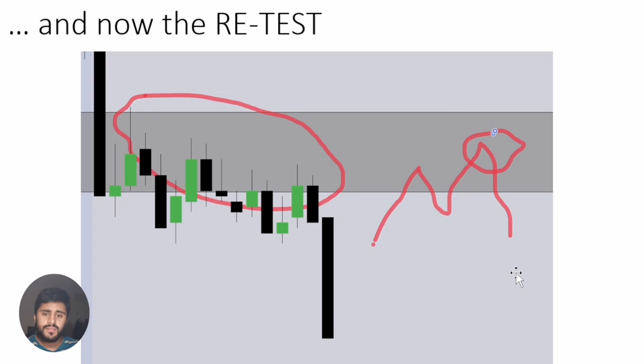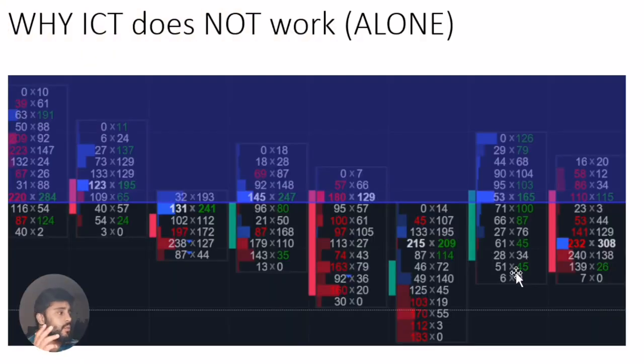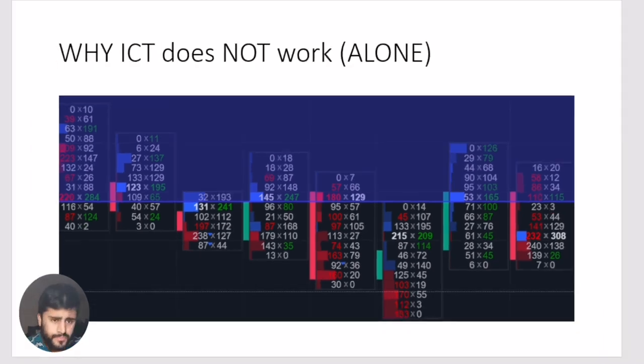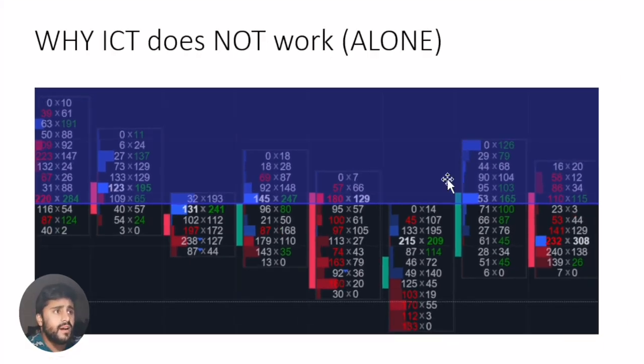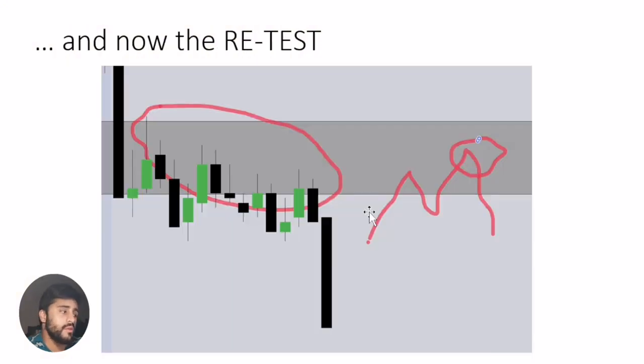So why do traders mess this up? You need one 15-minute fair value gap. You need to be patient to wait for the entry, and you need to use order flow. So here's why ICT does not work alone. The reason I'm not a fan of trading ICT or any pattern for that matter is that ICT concepts don't work because you don't have any way of establishing what's going on over here.